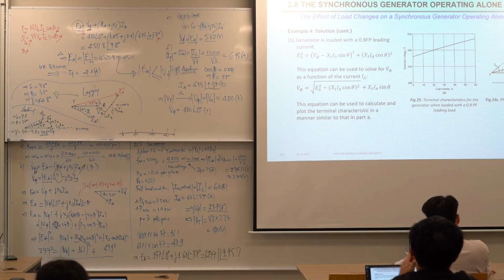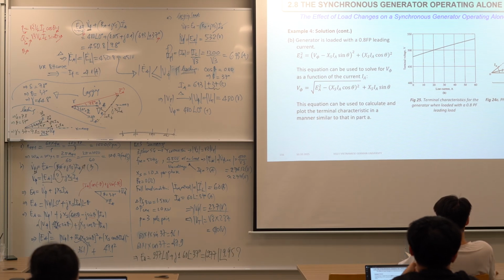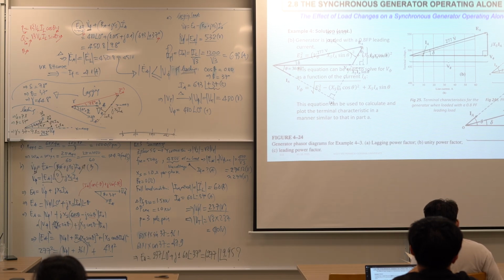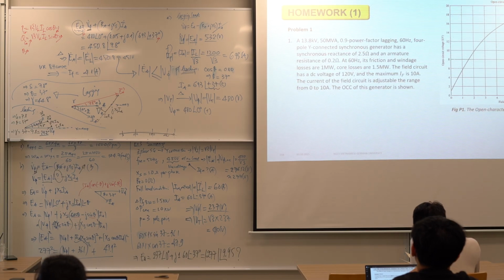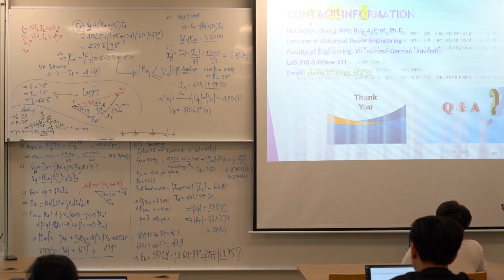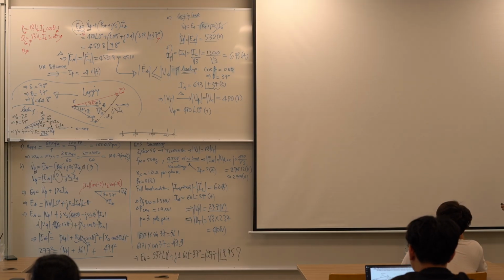And this is the phasor diagram for lagging. When we increase line current, we decrease terminal voltage. Homework: we have programs 1, 2, 3, only 3. Okay, finish.